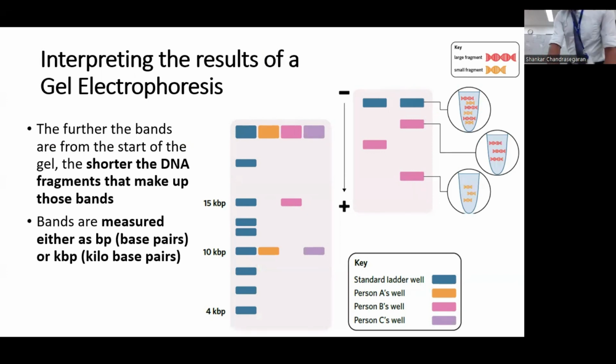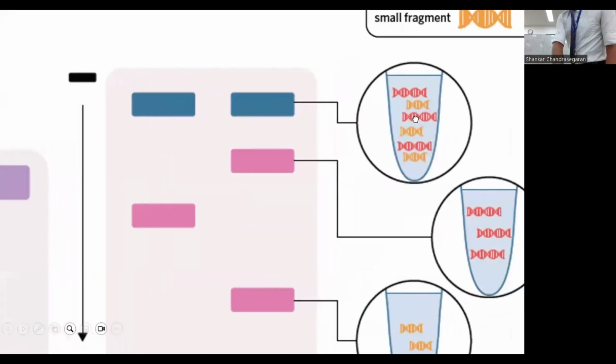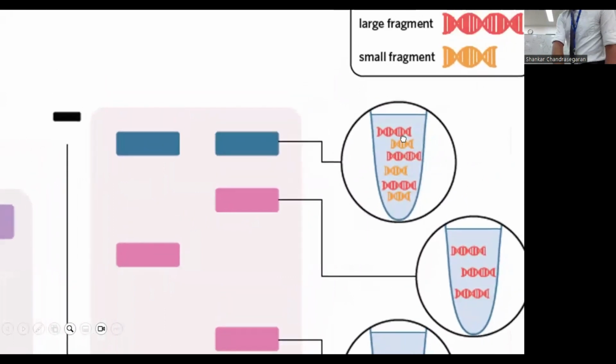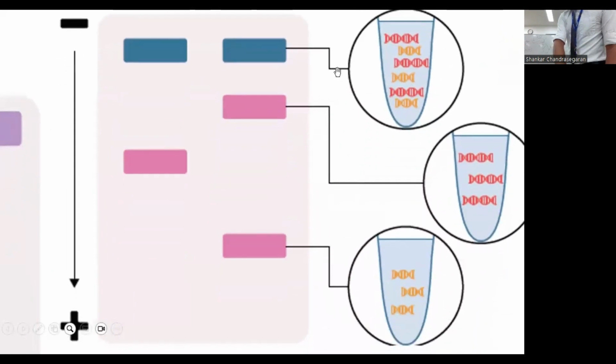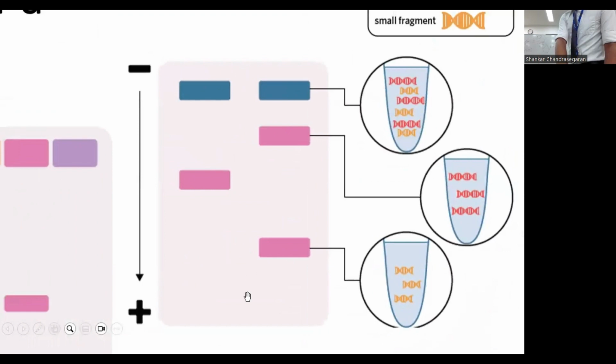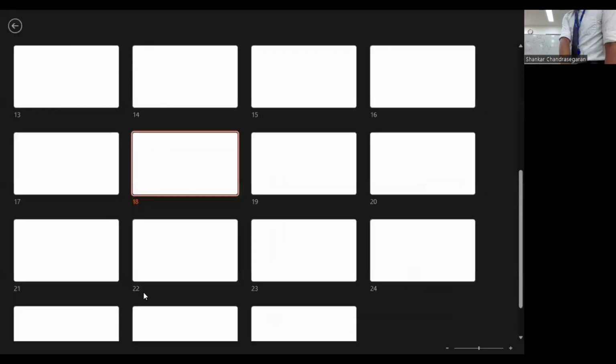So you can see here in the picture, the sample starts out with long and small fragments. And once the current is run through, the long fragments will be stuck at the start, where the short fragments will easily get through all the pores, getting to the other side of the gel. Remember, negatively charged, moving towards the positively charged.